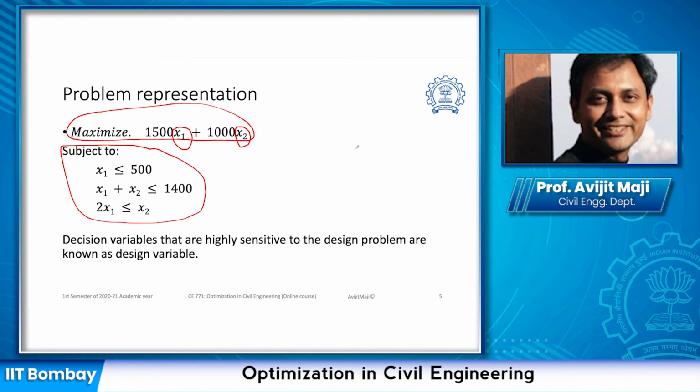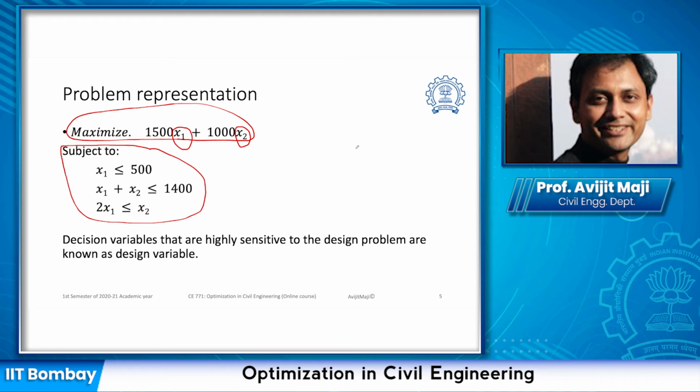Not all decision variables are design variables. While developing a problem, we try to use the decision variables which are sensitive, and we try to develop the optimization problem based on the highly sensitive decision variables. The decision variables that are highly sensitive and considered in the optimization problem are known as design variables. When we are developing an optimization formulation, we try to identify the design variables and develop the mathematical formulation for that optimization problem.